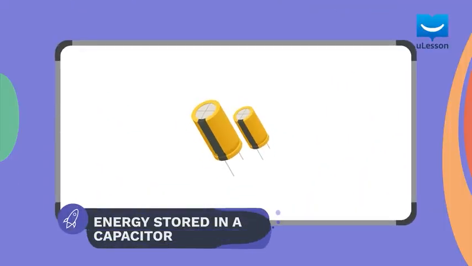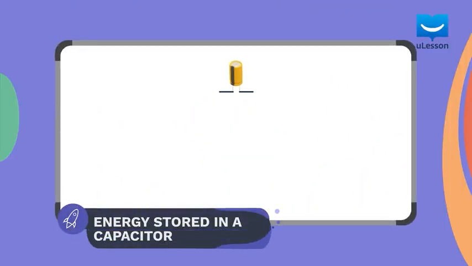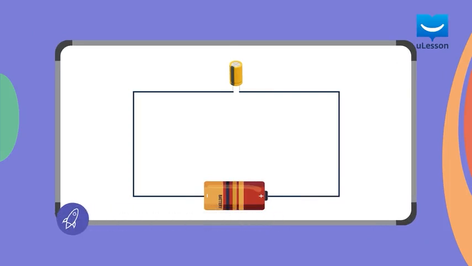Capacitors store energy. When a capacitor is connected to a battery, there is a potential difference across the ends of the capacitor. This causes charges to build up on both sides of the conductor plate of the capacitor, with positive charges on one plate and negative charges on the other.